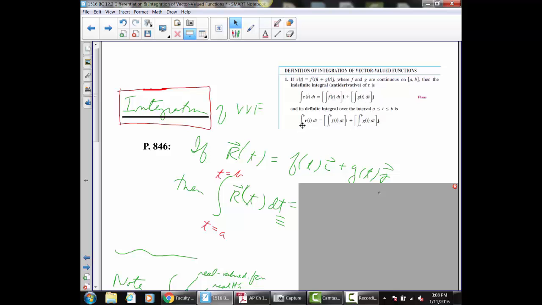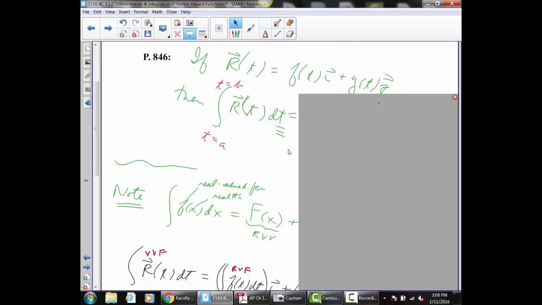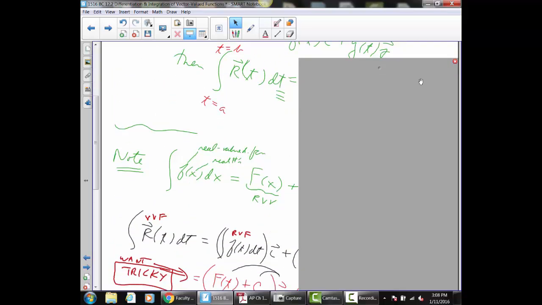And if it's a definite integral, then you'll just have limits of integration. So that's pretty straightforward.